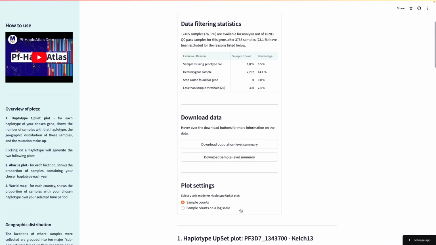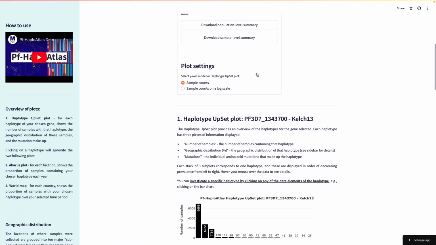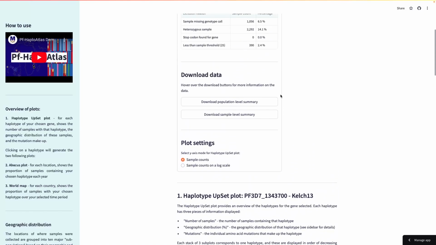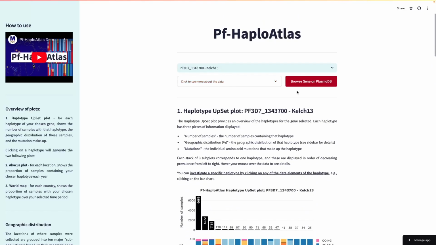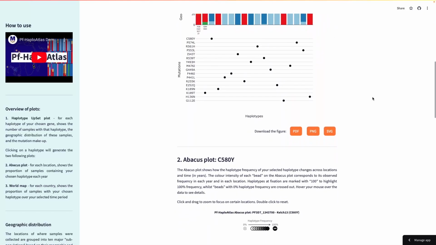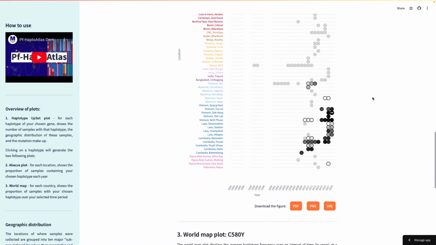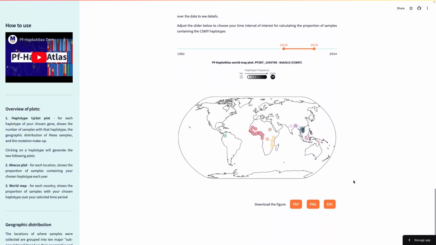Finally, you can change the rendering of this first sample count plot by choosing to view the y-axis on a log scale if you wish. If the gene that you're studying is particularly interesting to you and you want to know more, you can continue to browse it on Plasmodium by clicking this button here. You can also download any of the three plots by clicking on one of these orange buttons to download it in various file formats.